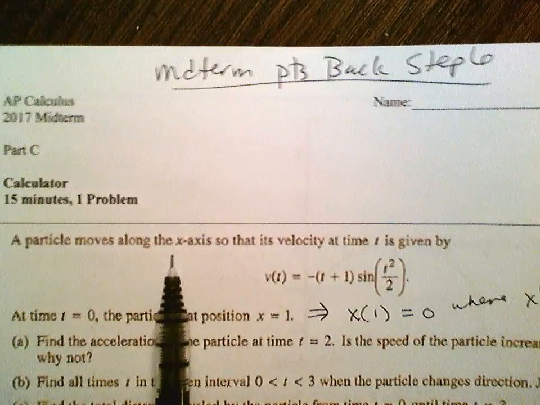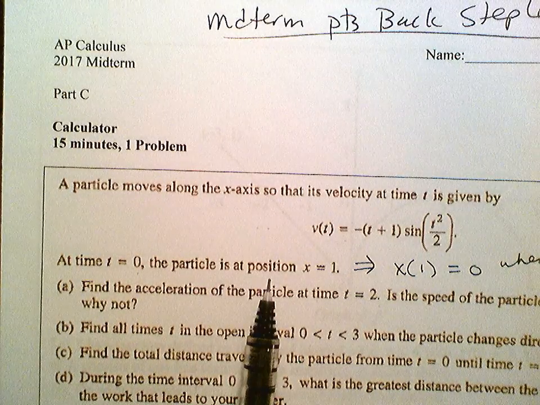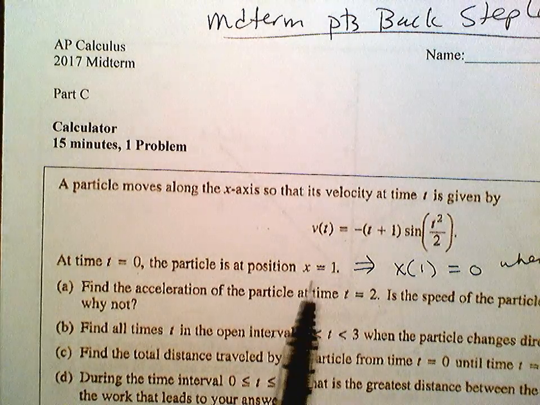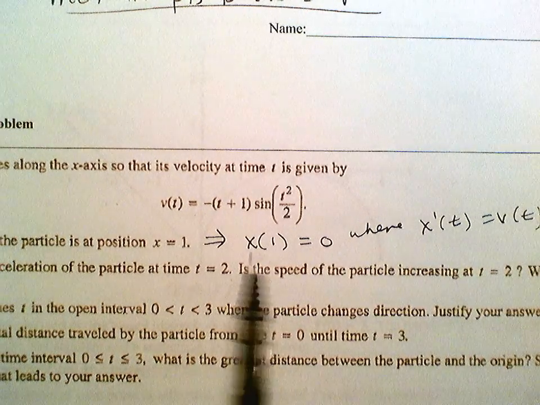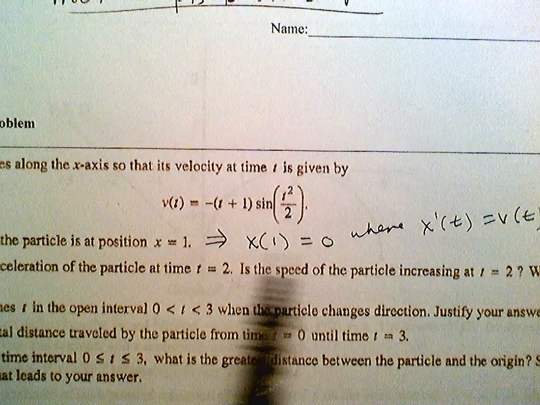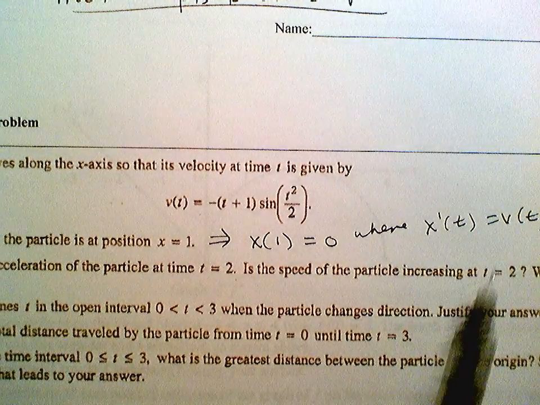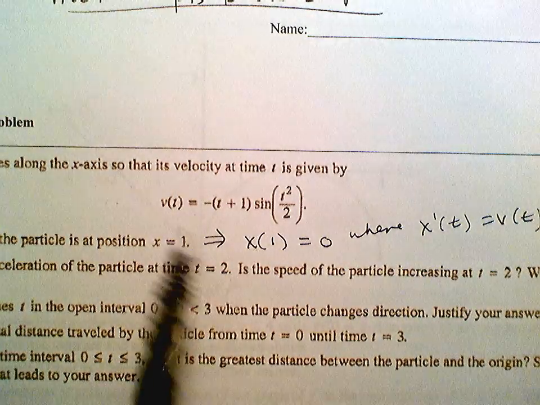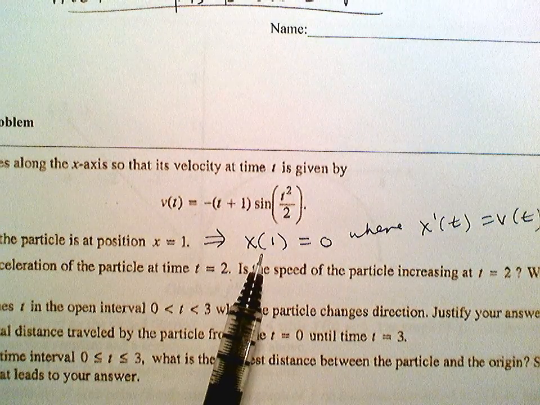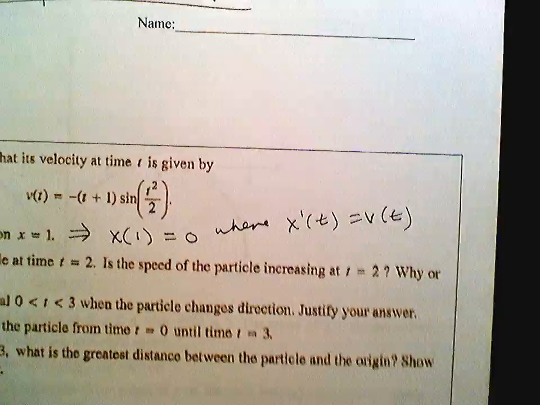A particle moves along the x-axis so that its velocity at time t is given by this function here. At time t equals 0, the particle is at position x equals 1. So what they're telling me is that x of 0 equals 1, if you're letting x be the position function. Off to the side, you don't even have to do this on your paper, but this is my thought process: I'm making the observation right away that the derivative of the position is the velocity function, so x prime of t equals v of t. That might come in handy later.